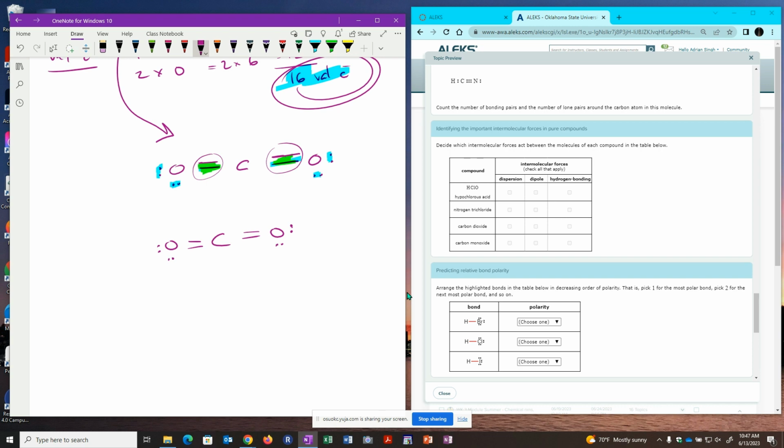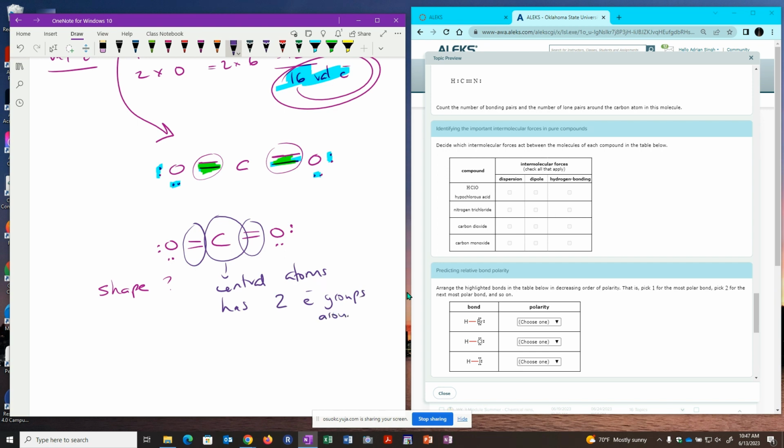The next thing we need to decide is the shape of this molecule. Okay, so the shape is all relative to the central atom, which is the carbon. The carbon here has 2 electron groups around it. So the double bond here counts as 1 electron group. The double bond here counts as another electron group. So it's got 2 electron groups around it.